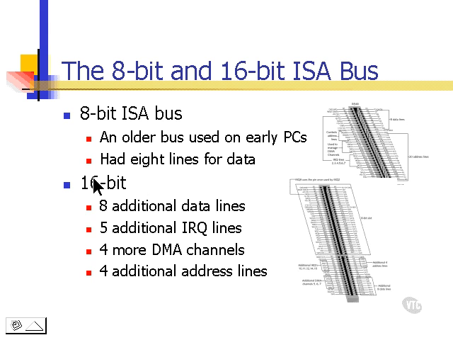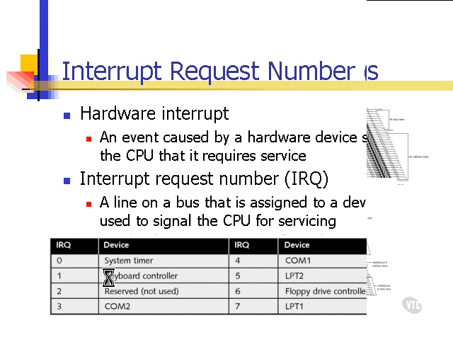As a matter of fact, the difference between a 16-bit expansion slot and an 8-bit expansion slot is that a 16-bit expansion slot adds 8 additional data lines, 5 additional IRQ lines, 4 more DMA channels, and 4 additional address lines. So you can see that's a huge difference. Now let's take a closer look at the resources that are sent out to each of the devices in the computer. First, let's look at IRQs.